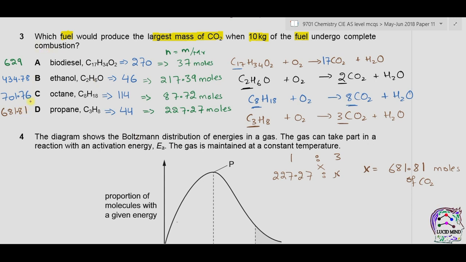Now you can find the masses of carbon dioxide in each by using mass is equal to moles into molecular mass, where the molecular mass of carbon dioxide is 44 and the numbers of moles are given as 629, 701 and 681. So as the greatest number of moles is in C, the maximum mass would be produced by octane. The answer is C.